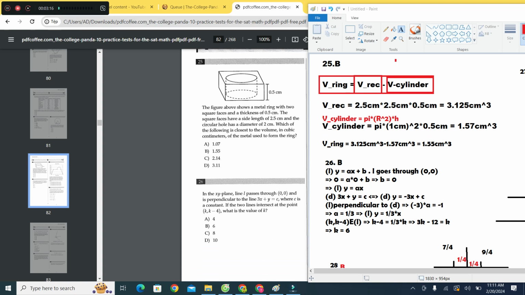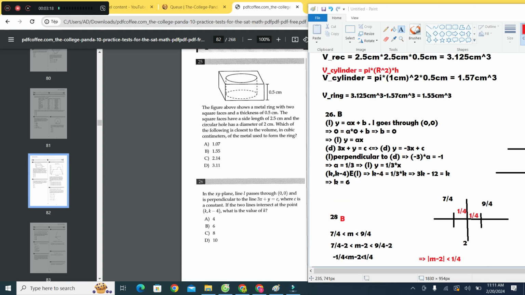Okay, so now we move to number 26. Number 26 says that in the xy plane, line L goes through 0, 0 and is perpendicular to the line 3x plus y equals C, where C is a constant. These two lines, line L and 3x plus y equals C, intersect at the point K, K minus 4, and they ask us for the value of K.